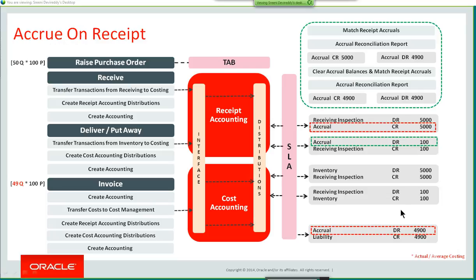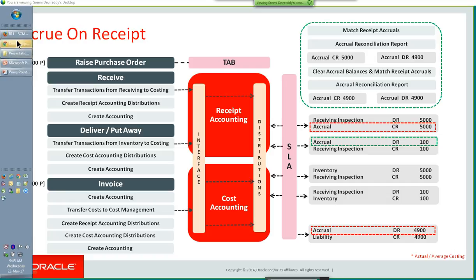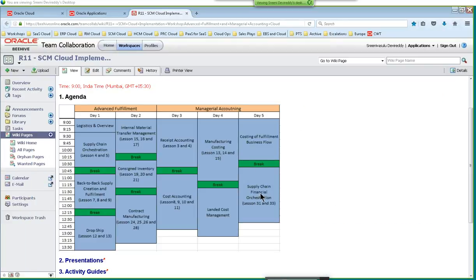Is the flow of IPV to inventory automatic? Yes, it is automatic. How about LCM accounting? Please don't ask any questions on LCM yet. We have a separate session tomorrow on landed cost management, so just wait for your questions until then.